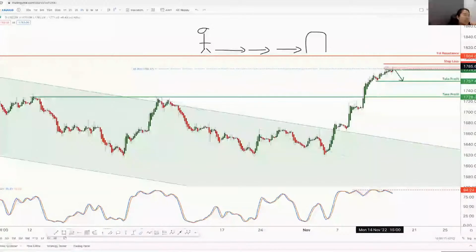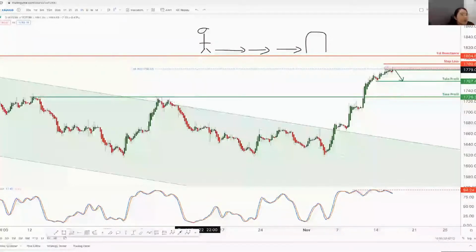And I do identify that there is some form of resistance at this door. Why? Because number one, there's a 145 Fibonacci extension here. Although 145 is not a typical level that we look at, it is also still something we should be considering. So I'll give you an example.